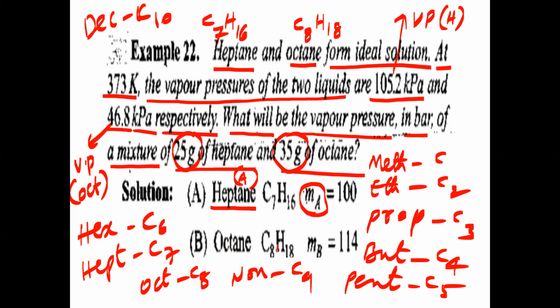C8H18 is the formula of octane. Liquid B is taken as octane, and heptane is taken as liquid A. Now for octane, the gram molecular weight is 114: 8 into 12 plus 18 into 1 equals 114 gram per mole. So the gram molecular weight of liquid B and of liquid A we know.